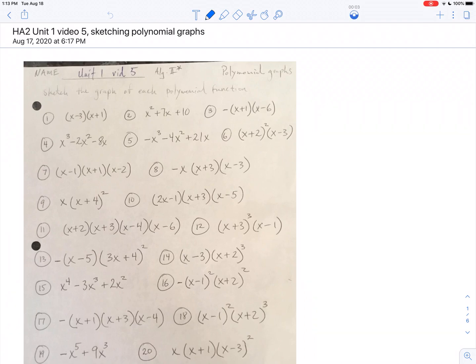Hello, here we go. Unit 1, Video 5, Sketching Polynomial Graphs. All right, so we've been doing a lot of work with polynomials, whether you know it or not, because even a quadratic is a polynomial. So something like x squared, let's say, minus 3x minus 4 is a polynomial.